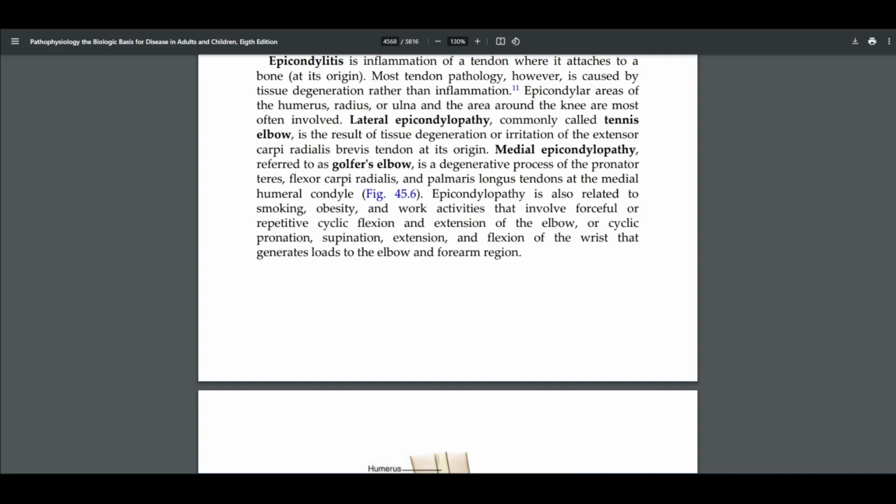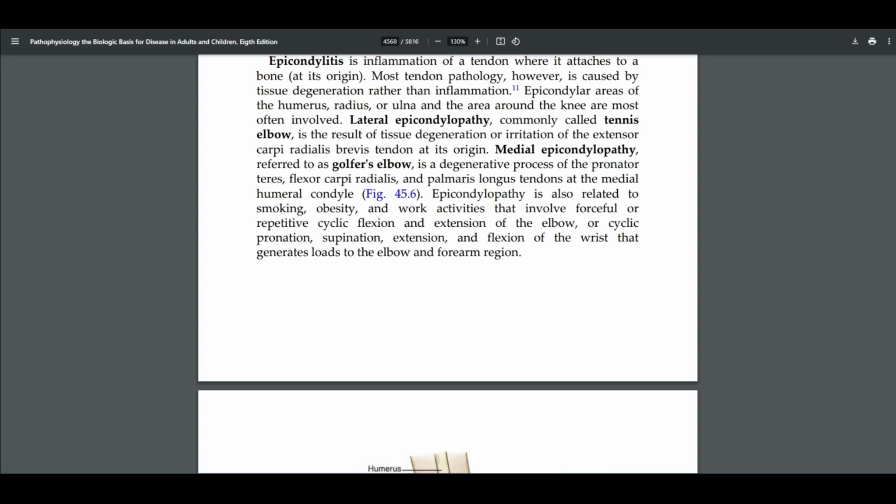Lateral epicondylopathy, commonly called tennis elbow, is the result of tissue degeneration or irritation of the extensor carpi radialis brevis tendon at its origin. Medial epicondylopathy, referred to as golfer's elbow, is a degenerative process of the pronator teres, flexor carpi radialis, and palmaris longus tendons at the medial humeral condyle.